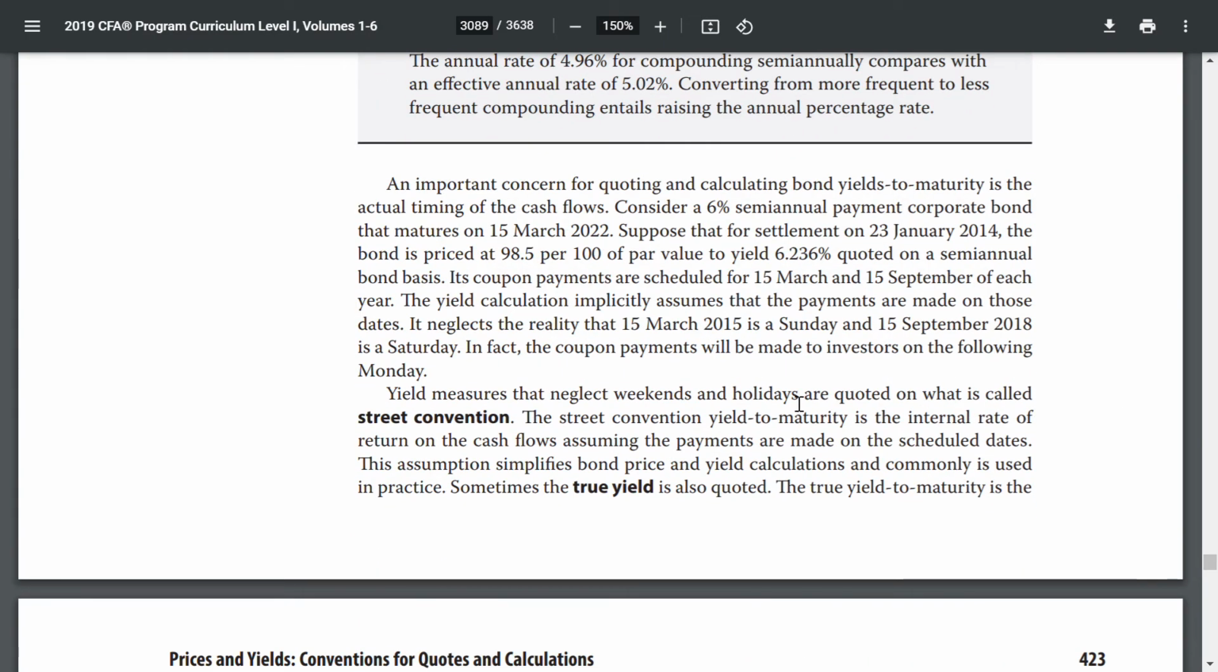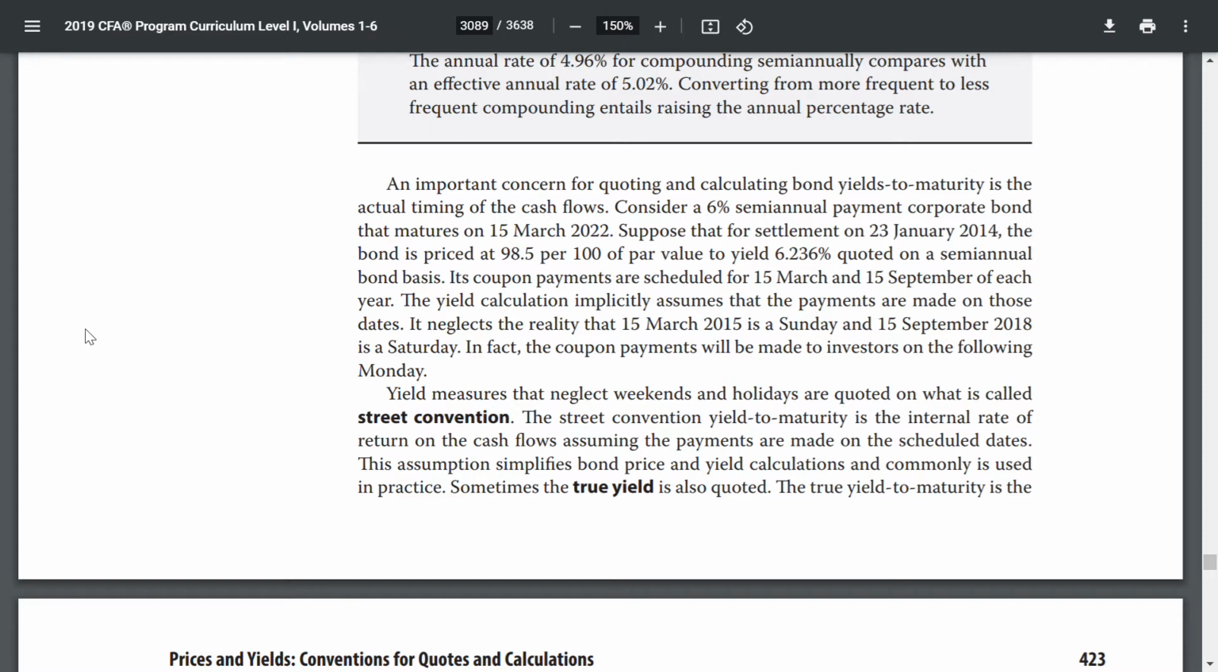An important concern for quoting and calculating bond yields to maturity is the actual timing of the cash flows. Consider a 6% semi-annual payment corporate bond that matures on 15th of March 2022. Suppose the settlement is on 23rd of January 2014. The bond is priced at 89.5 per 100 of par value to yield 6.236%, quoted on a semi-annual bond basis. Its coupon payments are scheduled for 15th of March and 15th of September of each year.